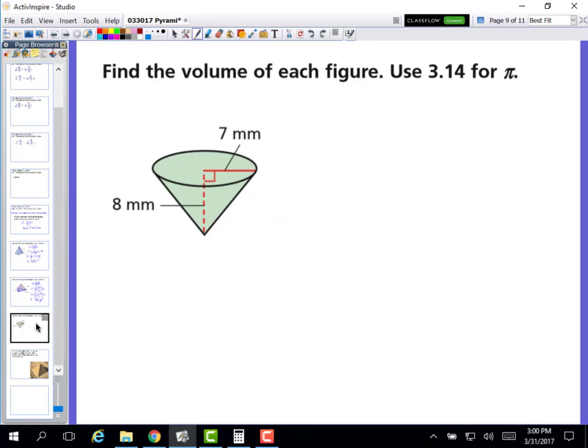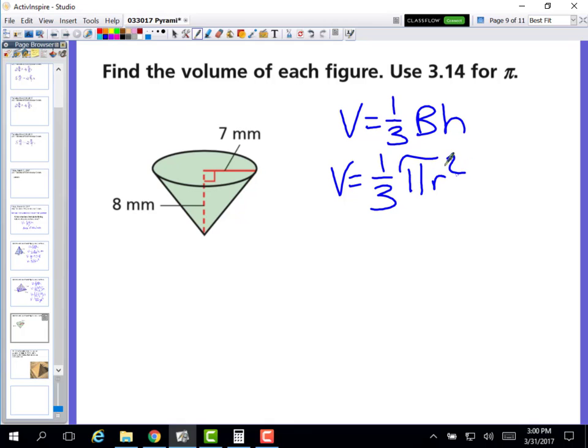Now one last shape, let's do a cone. Now again, same thing. This problem starts off the same way, 1/3 capital BH. But this time, because we're dealing with a circular base, we're going to plug in pi r squared into our base times the height. So again, we plug in our information.